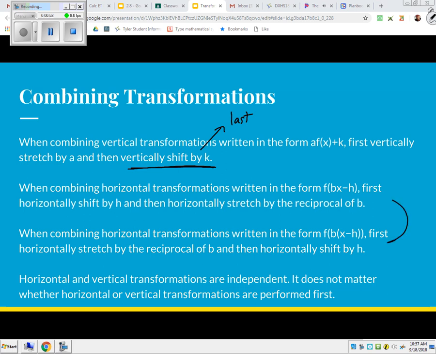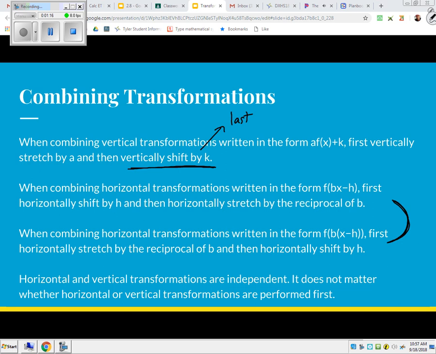I don't think we're going to run into this. I think the last homework problem, you might need these two, so you might come back and read it and see what to do on it. But as far as assessments go, I don't foresee this right now. But the very last point down here says horizontal and vertical transformations are independent. It does not matter whether horizontal and vertical transformations are performed first.